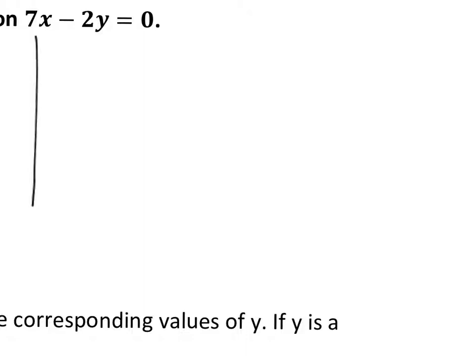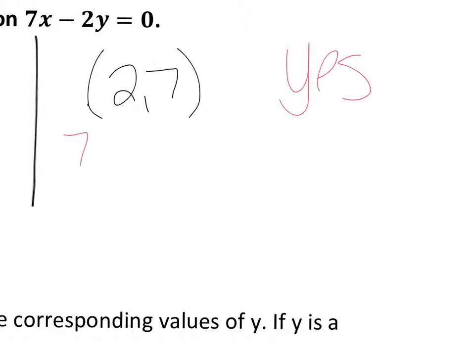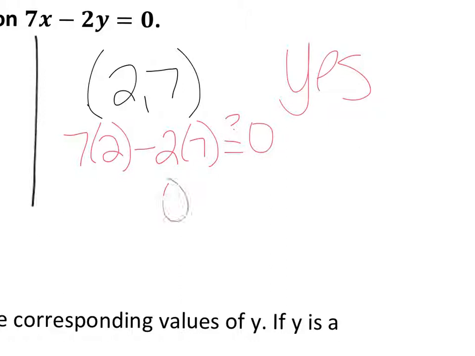Okay, last one. I want you guys to tell me, is -2... I want you to tell me, is 2, 7 a solution? I want you guys to take a second and figure out if 2, 7 is a solution. Okay, so what did you guys come up with? Is it a solution or is it not? Yes, it is. When you plug 2 in for x and 7 in for y, you end up with 0 equals 0. So yes, it is a solution.